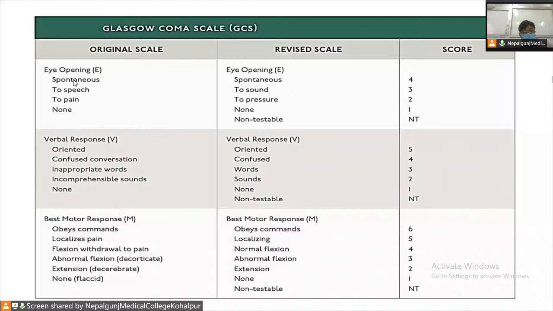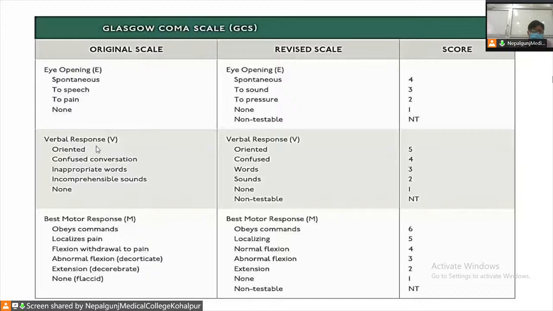In eye-opening, if the patient is opening the eyes spontaneously, then we go for score 4. Otherwise, if we ask and he opens the eyes, that is to speech, then it is 3. To pain, then it is 2. If there is none, then 1. But it is revised such that there is non-testable. Sometimes we cannot test it, so it is recorded as non-testable.